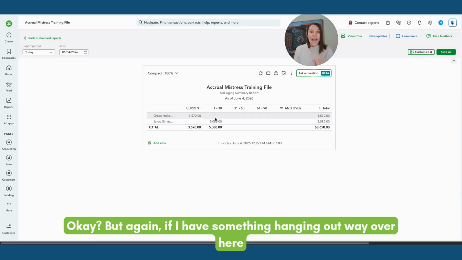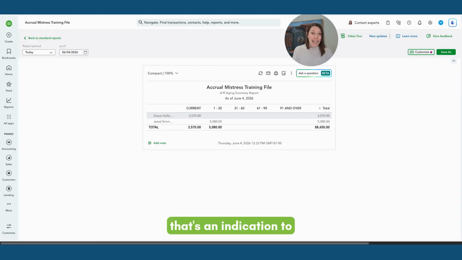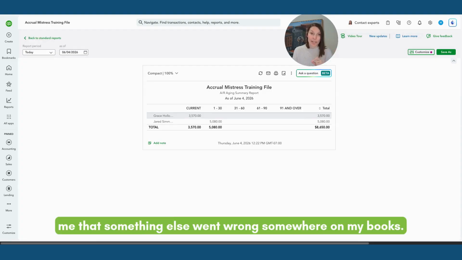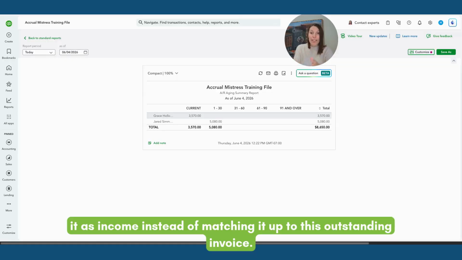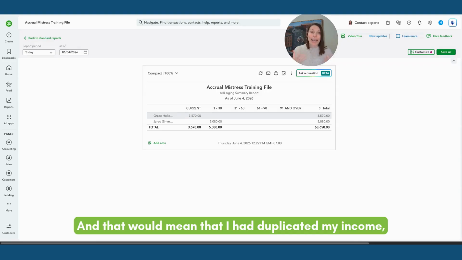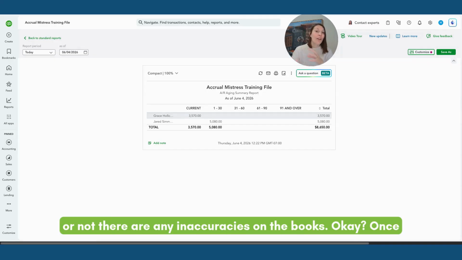But again, if I have something hanging out way over here and I know that the customer already sent me that payment, that's an indication to me that something else went wrong somewhere on my books. Again, when that came through on the bank feed, maybe I classified it as income instead of matching it up to this outstanding invoice. And that would mean that I had duplicated my income, which I definitely don't want to be doing. So these reports help us to identify whether or not there are any inaccuracies on the books, okay?